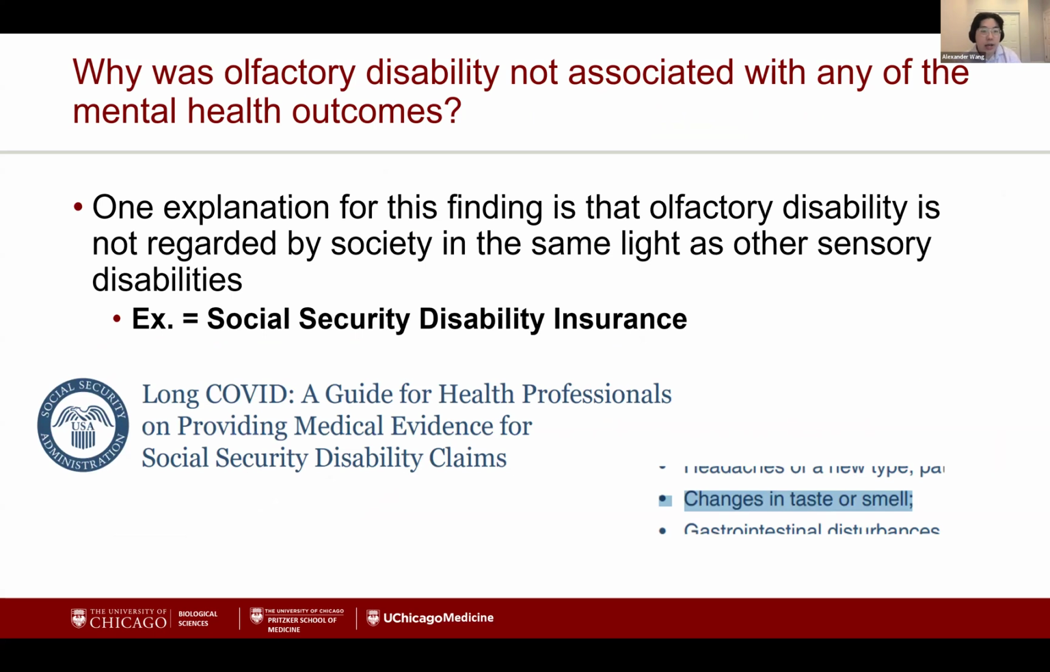One explanation is that olfactory disability is not regarded by society in the same light as other sensory disabilities. Social Security disability insurance is an example of this. In order to qualify, you have to meet certain criteria, and it's not the end all be all, right? Social Security does not define what is a disability and what is not, but I think it's a good stand-in for how our society may feel or think about different types of disabilities. Only very recently, and only in the context of long COVID, were things like gustatory and olfactory disabilities included. Up until then, these things were not included in Social Security disability insurance, whereas other types of sensory disabilities were.